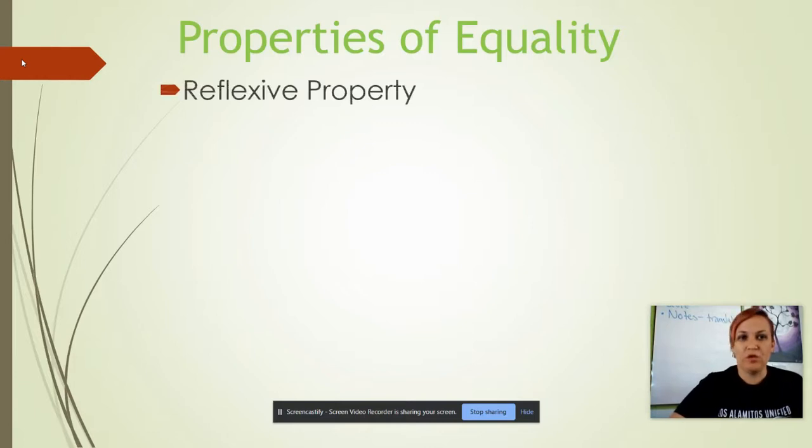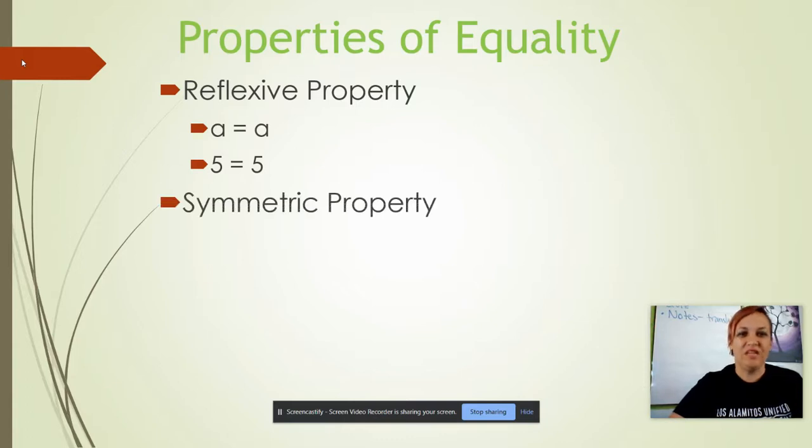We're going to be starting with the reflexive property. This property says that any number in the world is equal to itself. For instance, the number 5 has a value of 5. This was really important in your geometry classes last year when you were doing proofs.